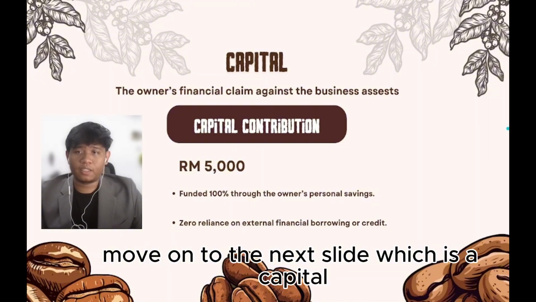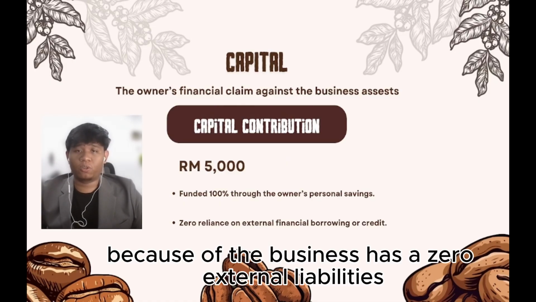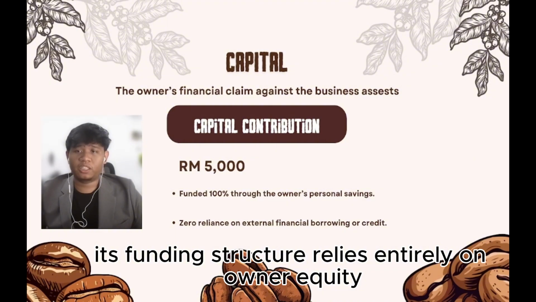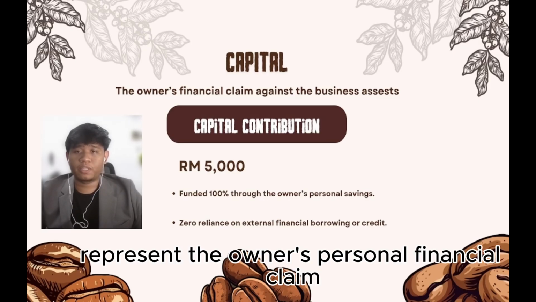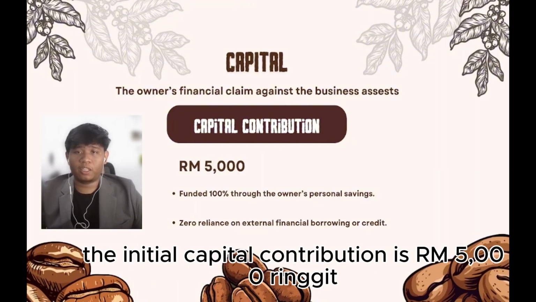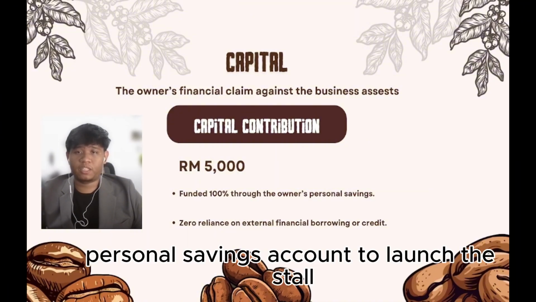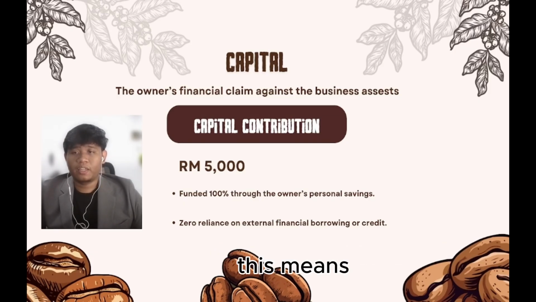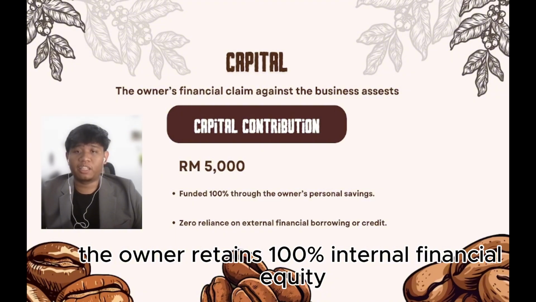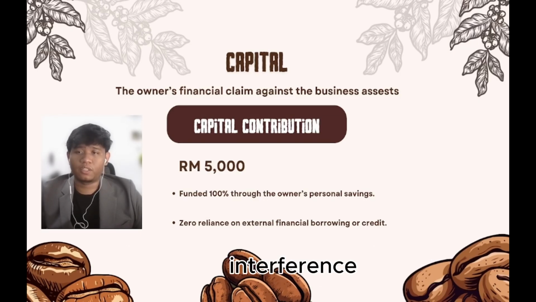Move on to the next slide, which is capital. Because the business has zero external liabilities, its funding structure relies entirely on owner equity. Owner's equity represents the owner's personal financial claim against the business resources. For Sinngahngopi, the initial capital contribution is RM5,000. The owner injected this full amount straight from a private personal saving account to launch the stall. This means the owner retains 100% internal financial equity control over all shop operation with no outside interference.